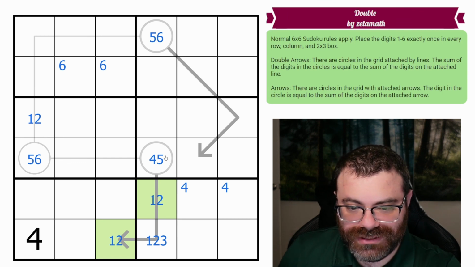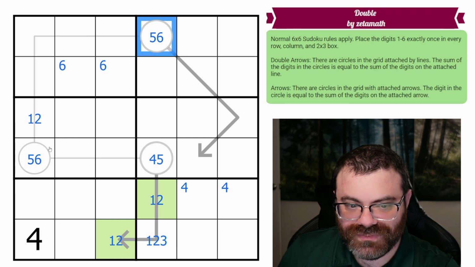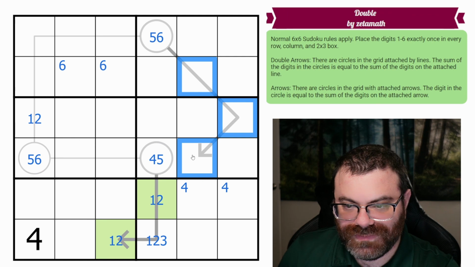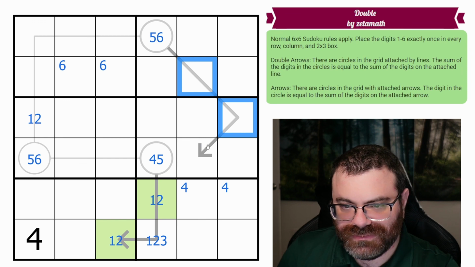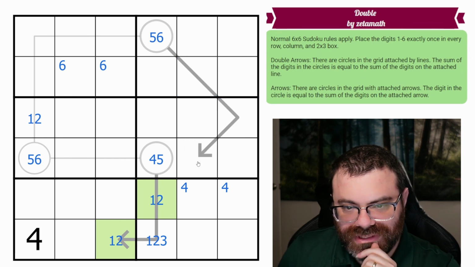Okay, so how do we want to handle this? If this was a 5, this would definitely add to 12. All right, maybe we should think about this arrow then. We can have a repeat on this arrow as well. But maybe there's something else to think about first.